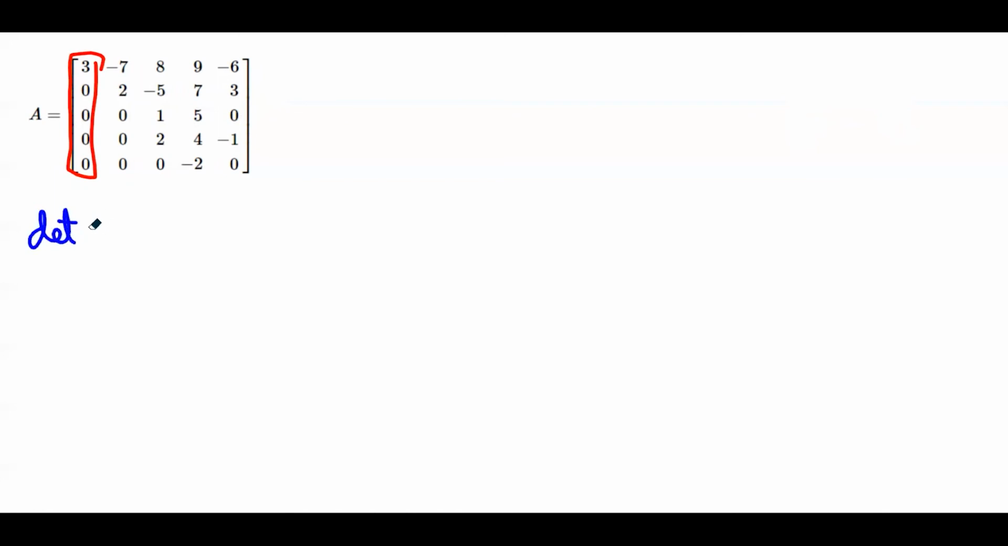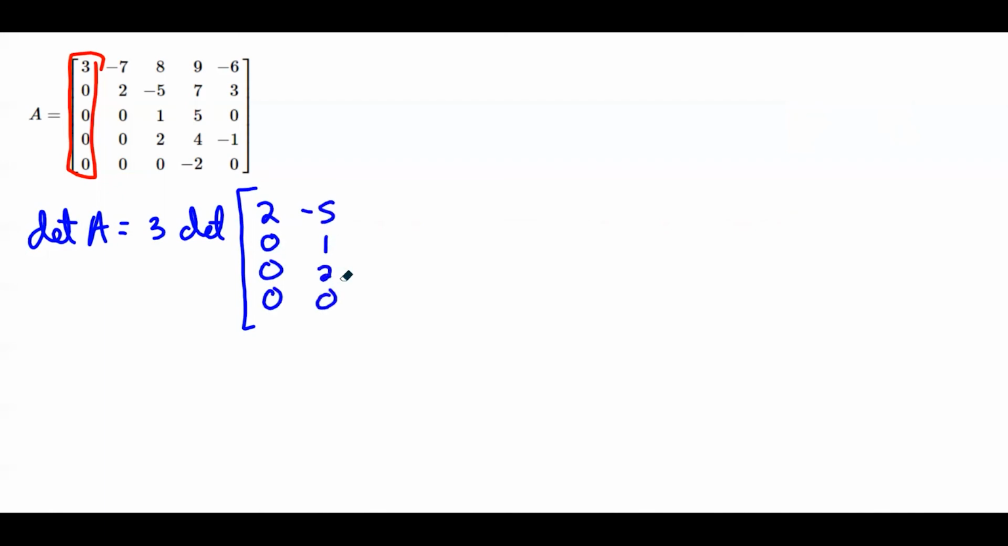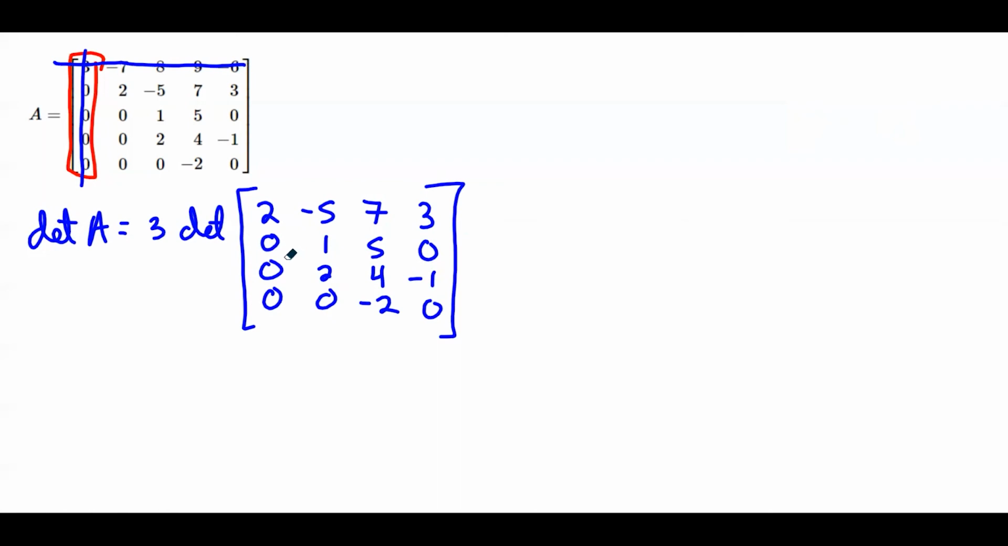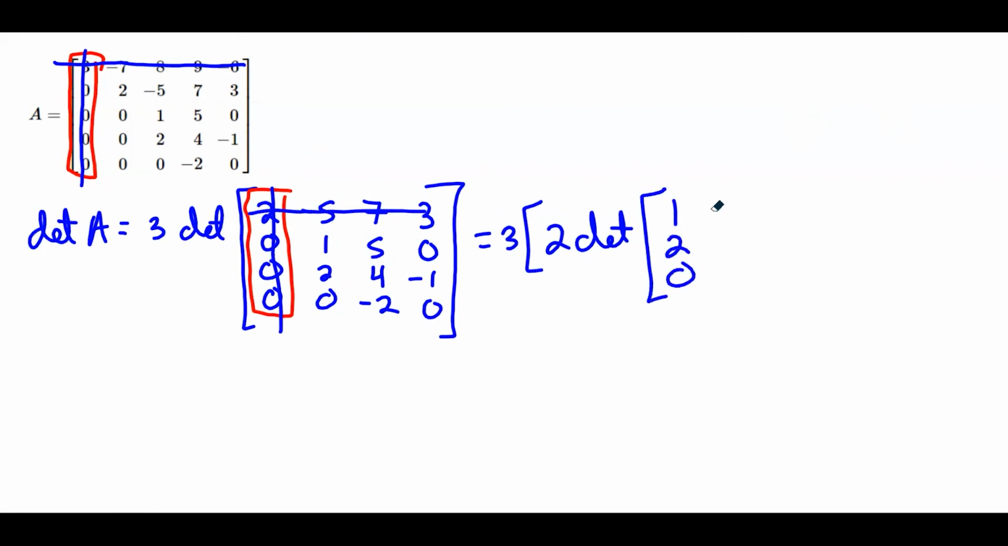So the determinant of A will be 3 times the determinant of this smaller matrix. And you get this by eliminating the row or column that 3 is in, and we're left with this matrix that's left over. And again, it looks like I want to pick this first column because it's got a bunch of zeros in it. So I can multiply by 2. So this is 3 times 2 times the determinant. What's left over? I'm going to cross these out. I get this.